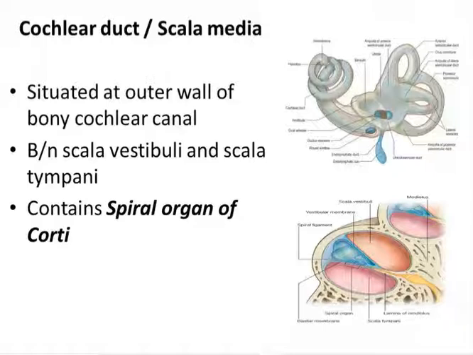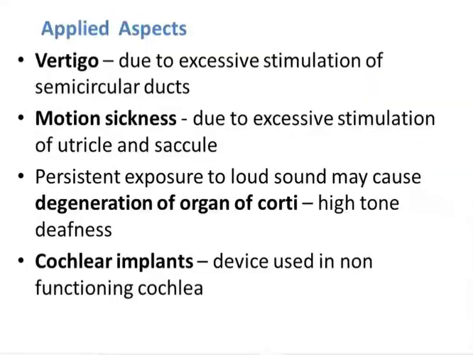Coming to the applied aspects, so what is vertigo? Whenever you get dizziness, vertigo, it can also occur due to the excessive stimulation of the semicircular ducts. Vertigo may not always be due to a pathology in the central nervous system. So vertigo can also be due to any pathology in the ear.